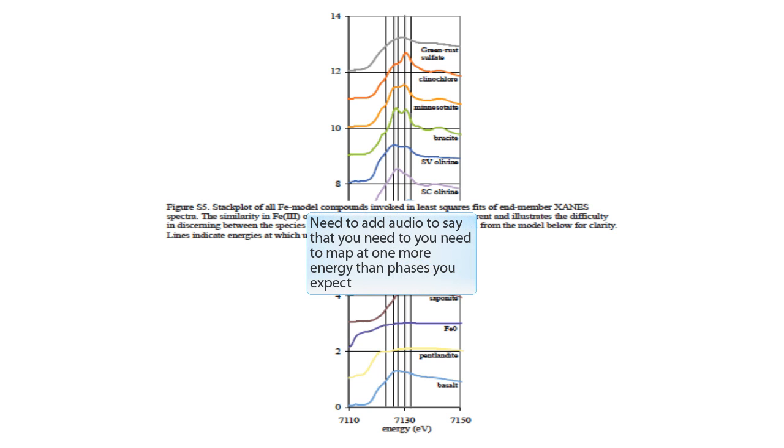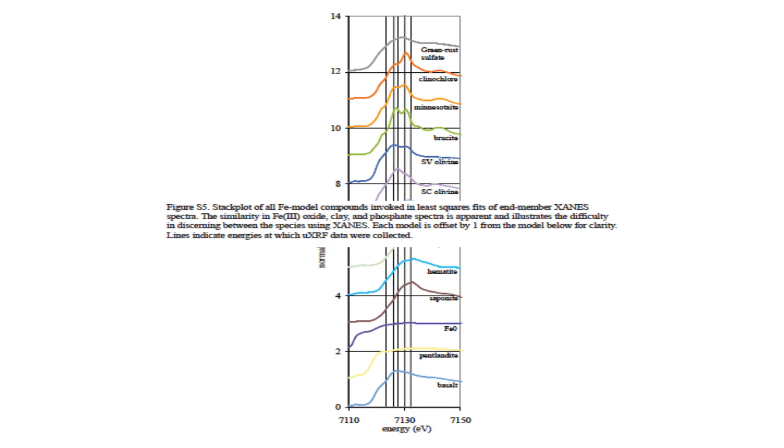It is important to consider which energies you will be mapping at. You select energies based on what you already know about or expect to find in your sample. It's important to choose energies where you find the maximum difference in the absorption coefficient between the different phases.